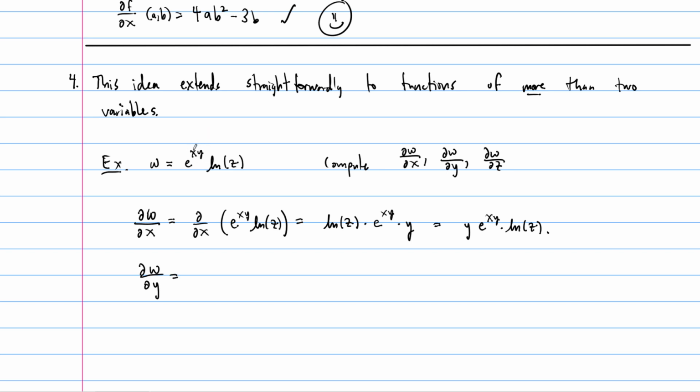This function is symmetric with respect to x and y. If you switch them, nothing changes, right? The derivative is the same. But let's write it out. So this is e to the xy times log of z. We're taking its derivative with respect to y.